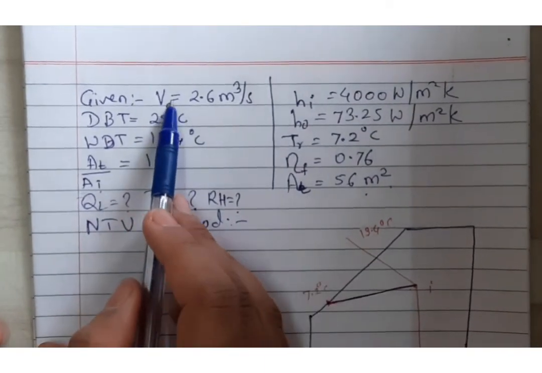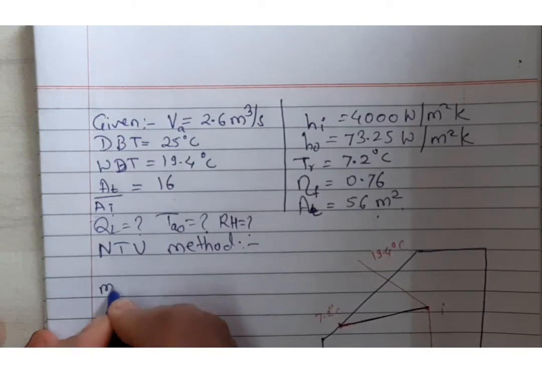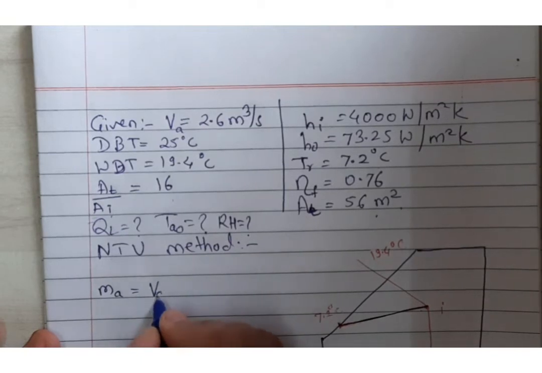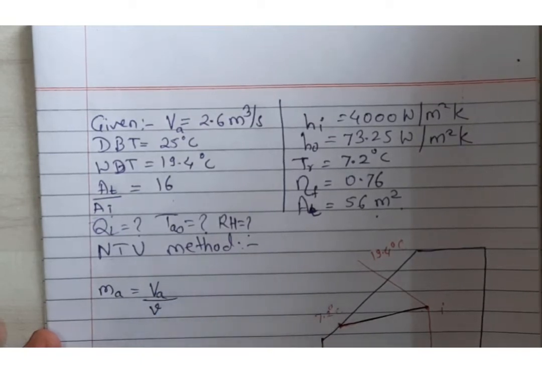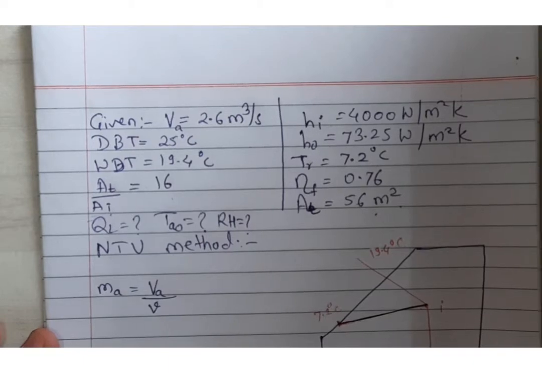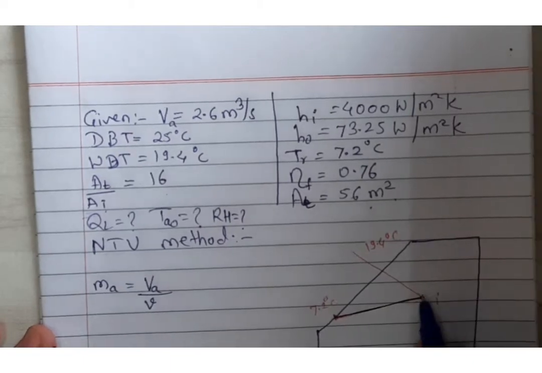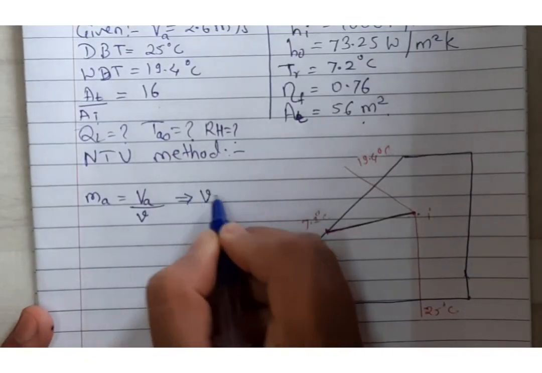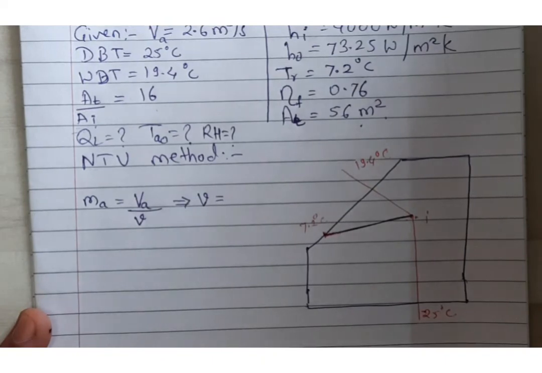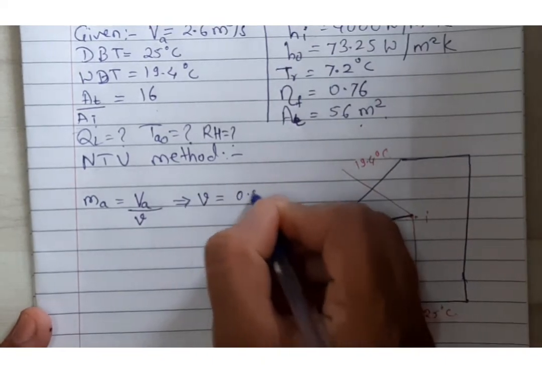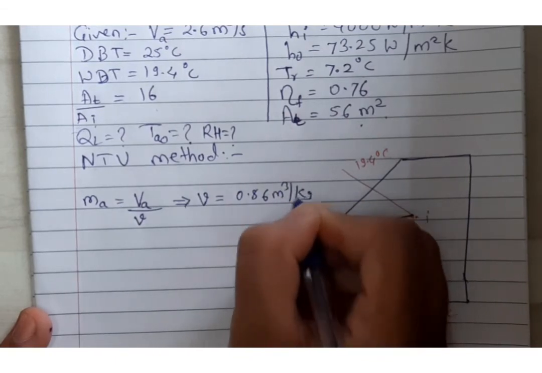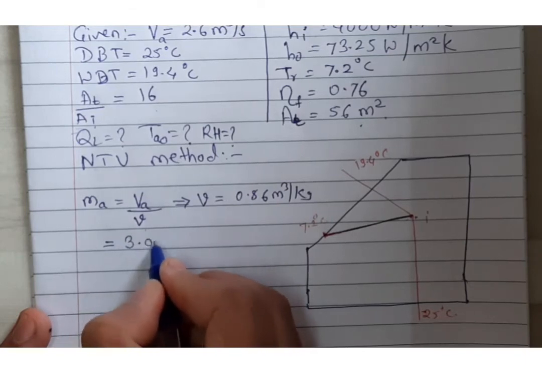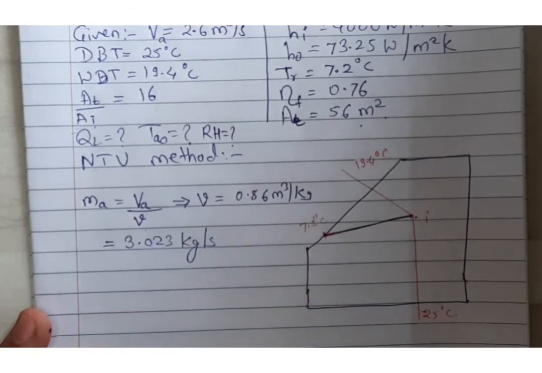As volume flow rate is known to us, we can find the mass flow rate of the air by using the volume flow rate divided by specific volume. Now specific volume you can find from this condition. From the chart you will get the specific volume as 0.86 meter cube per kg. Now VA is known to us, specific volume is known to us, so you can find the mass flow rate as 3.023 kg per second.